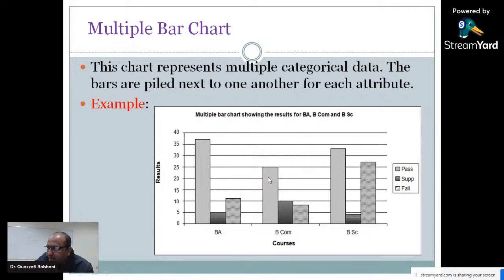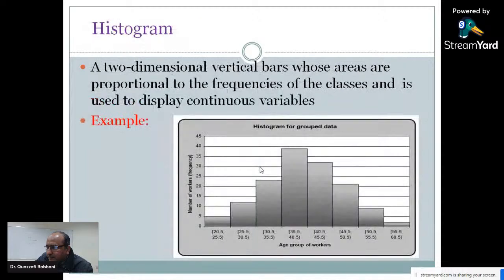So this is the representation of multiple bar chart. The next is histogram. Histogram is always used for quantitative data, and in quantitative, that is for continuous variable. So if you have the continuous variable, then always use the histogram.